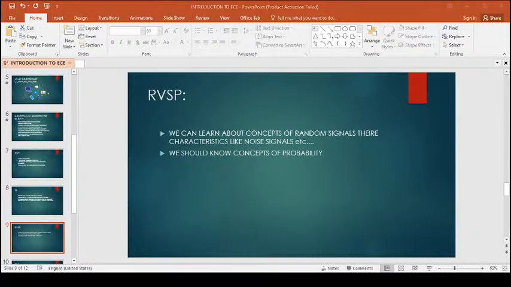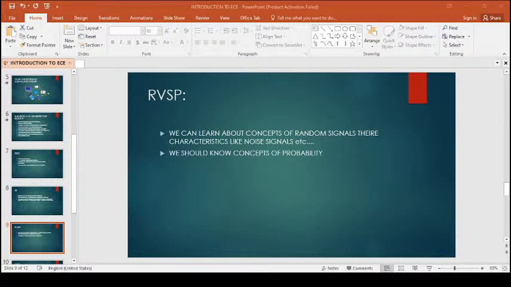RVSP, random variables and stochastic process. In any system, for example, while you are listening to music, unexpectedly noise is generated. No one can estimate how the noise is generated. No one can estimate. So that noise signal is nothing but a random signal. Signals whose physical quantities are not able to be determined or calculated, all those types of signals are nothing but random signals.